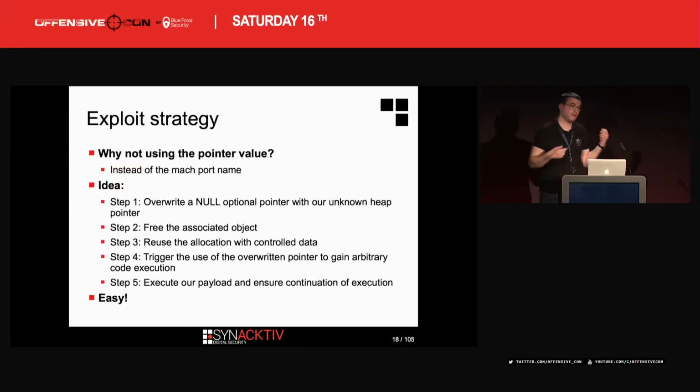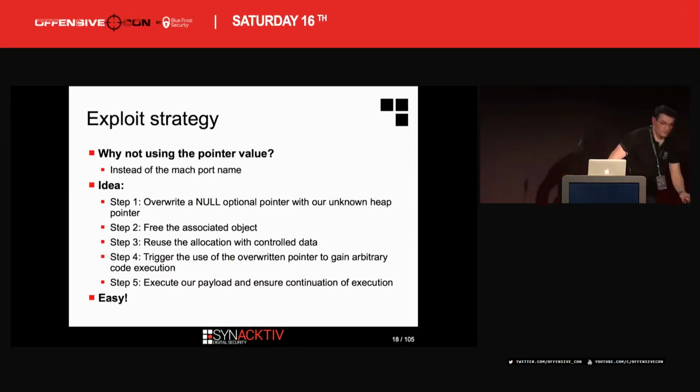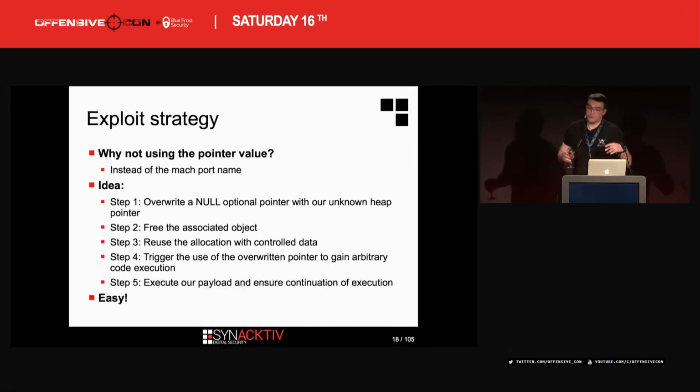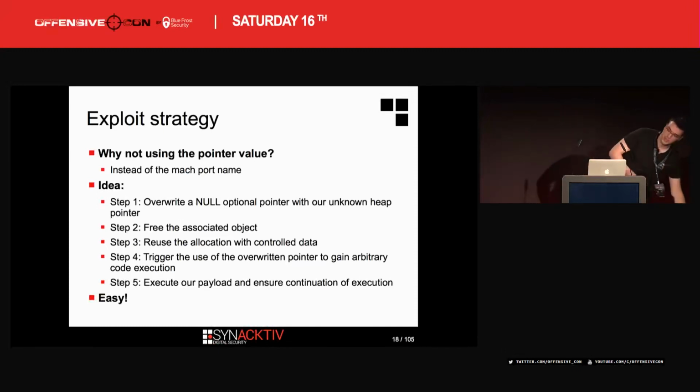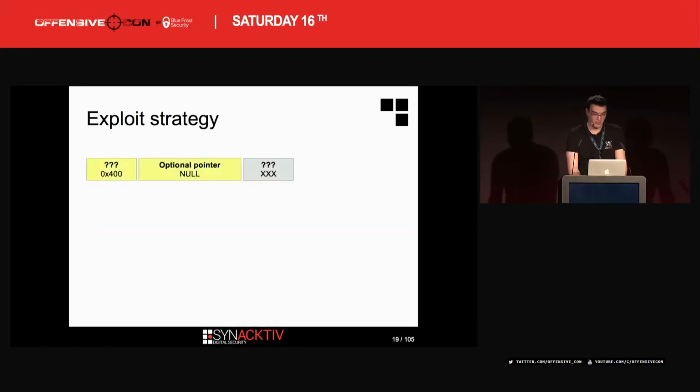So the first thing that I thought when I read their exploit was why not use the pointer value instead of the Mac port name? So the idea was to basically just find a null optional pointer, replace it with our unknown heap pointer, manage to free the associated object, reuse the allocation with controlled data, and then trigger the use of the optional pointer to gain code execution and execute our payload. So easy.